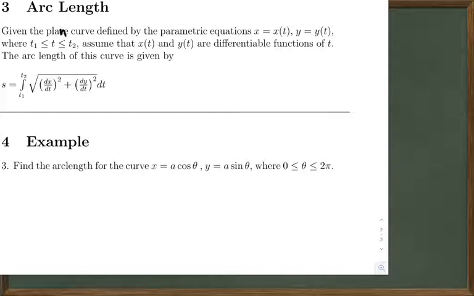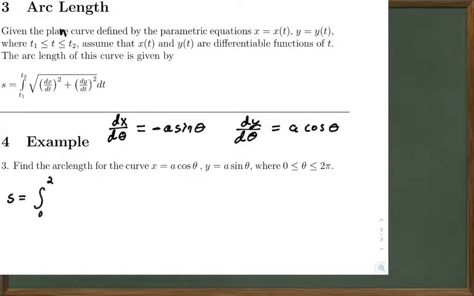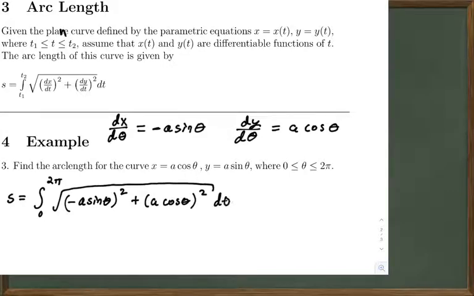So an example here, we're going to find the arc length of the curve x equals a cosine of theta and y equals a sine of theta, where theta is between 0 and 2 pi. So we need to find dx d theta, which is negative a sine of theta, and dy d theta, which is equal to a cosine of theta. The arc length is going to be equal to the integral from 0 to 2 pi, negative a sine of theta squared plus a cosine of theta squared, and then square root of the whole thing, d theta.